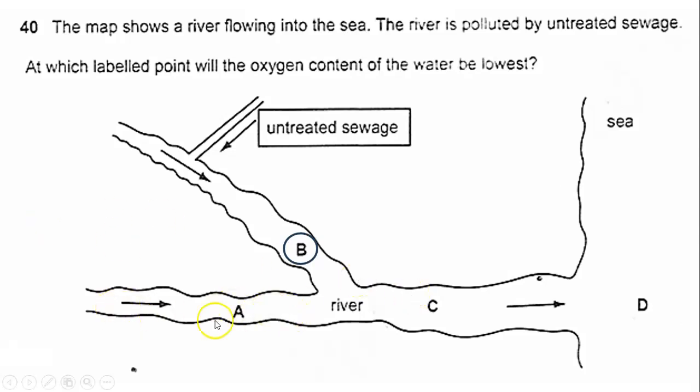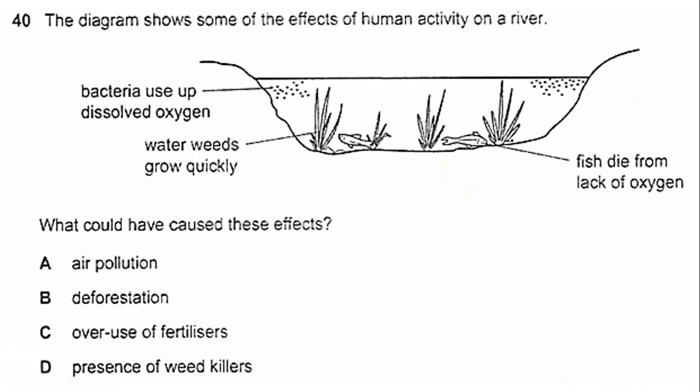But here this is pure clean water, and here the water got mixed up with the clean water, so this will increase the oxygen, and when it goes to the sea, now the sea will not be affected by the decrease in oxygen. It will be affected, but not dramatically as here and here. The diagram shows some of the effects of human activity on a river. What could have caused these effects?